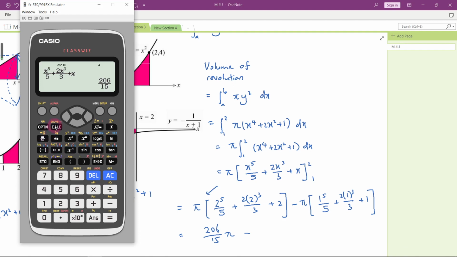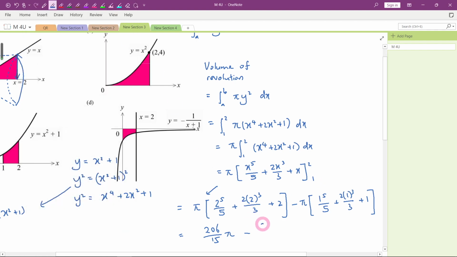Okay, then press calculate again. This time we press 1. Press equal 2 times, and you get 28 over 15. Same thing, we need to copy the pi.